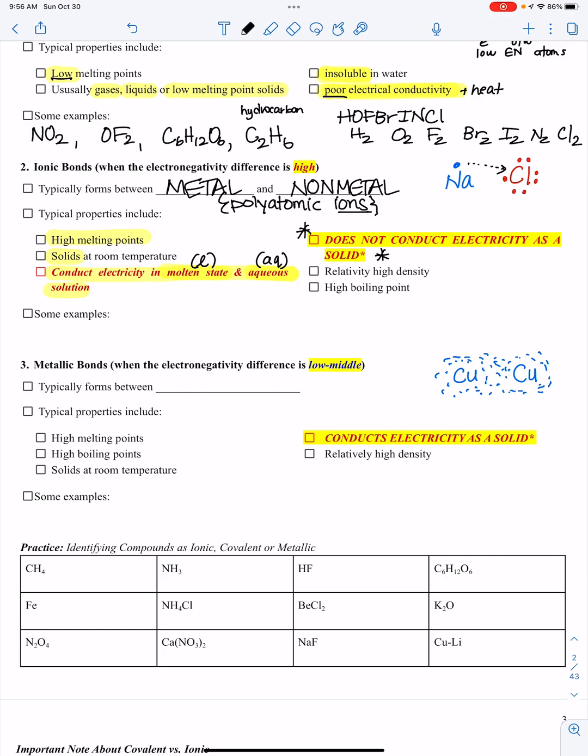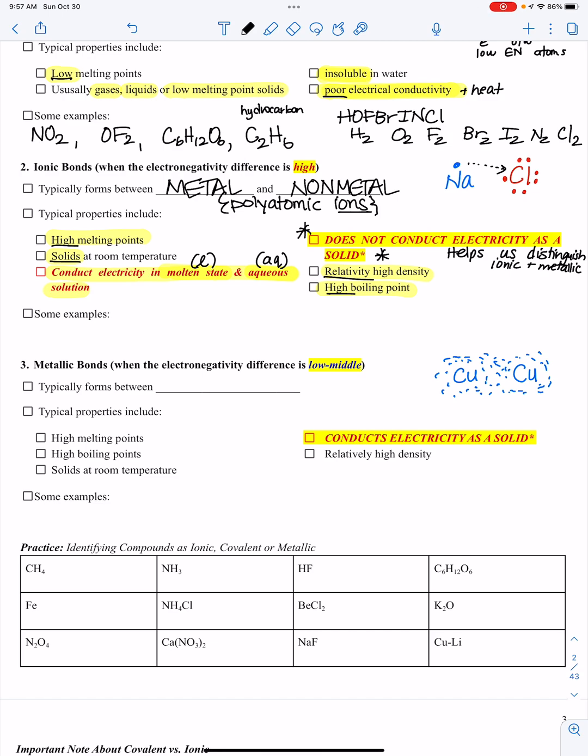That's going to help us distinguish ionic and metallic. And I'll get to that in a moment. So ionic compounds do not conduct electricity as a solid. If I have table salt as a solid and I try to see if it conducts electricity, it does not. They will have high densities and high boiling points. So high, solid, conduct, strong.